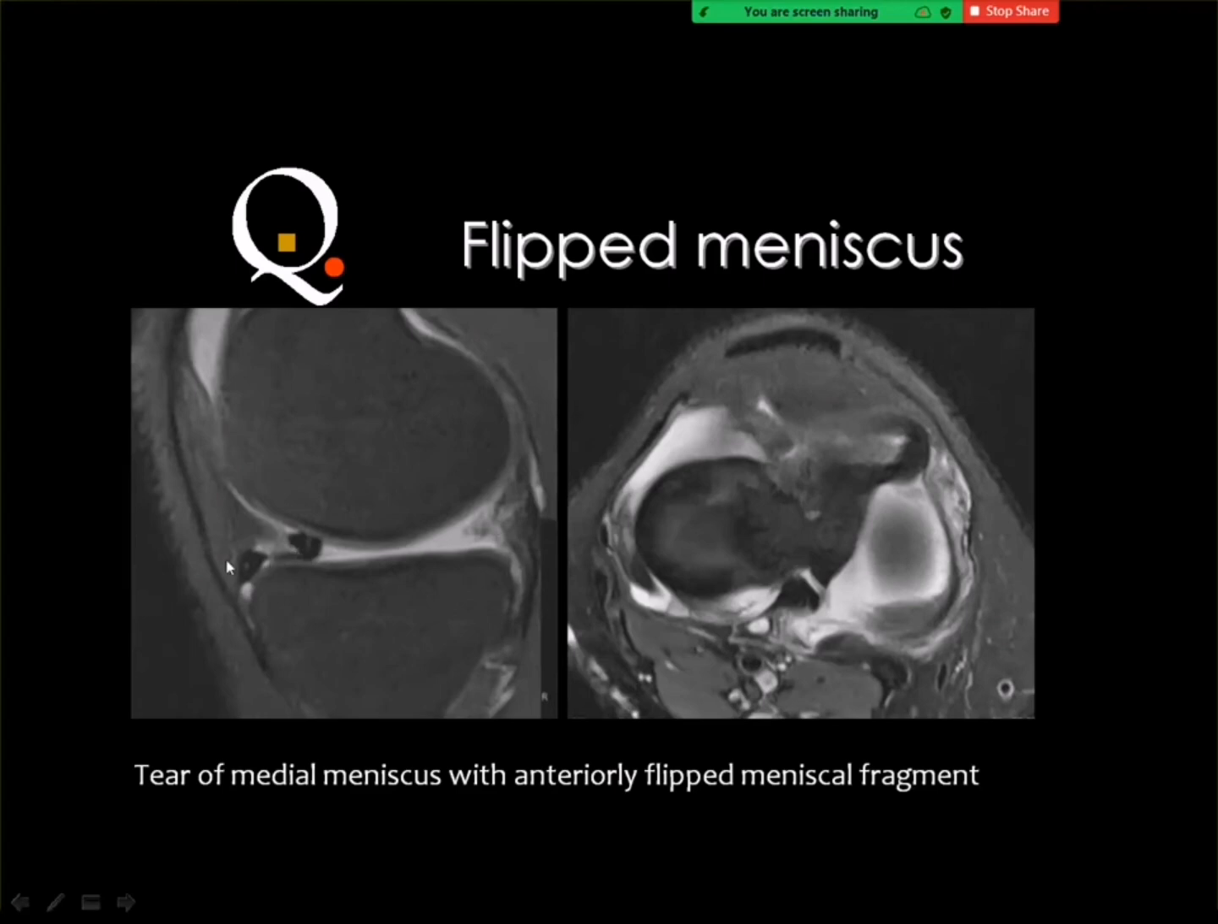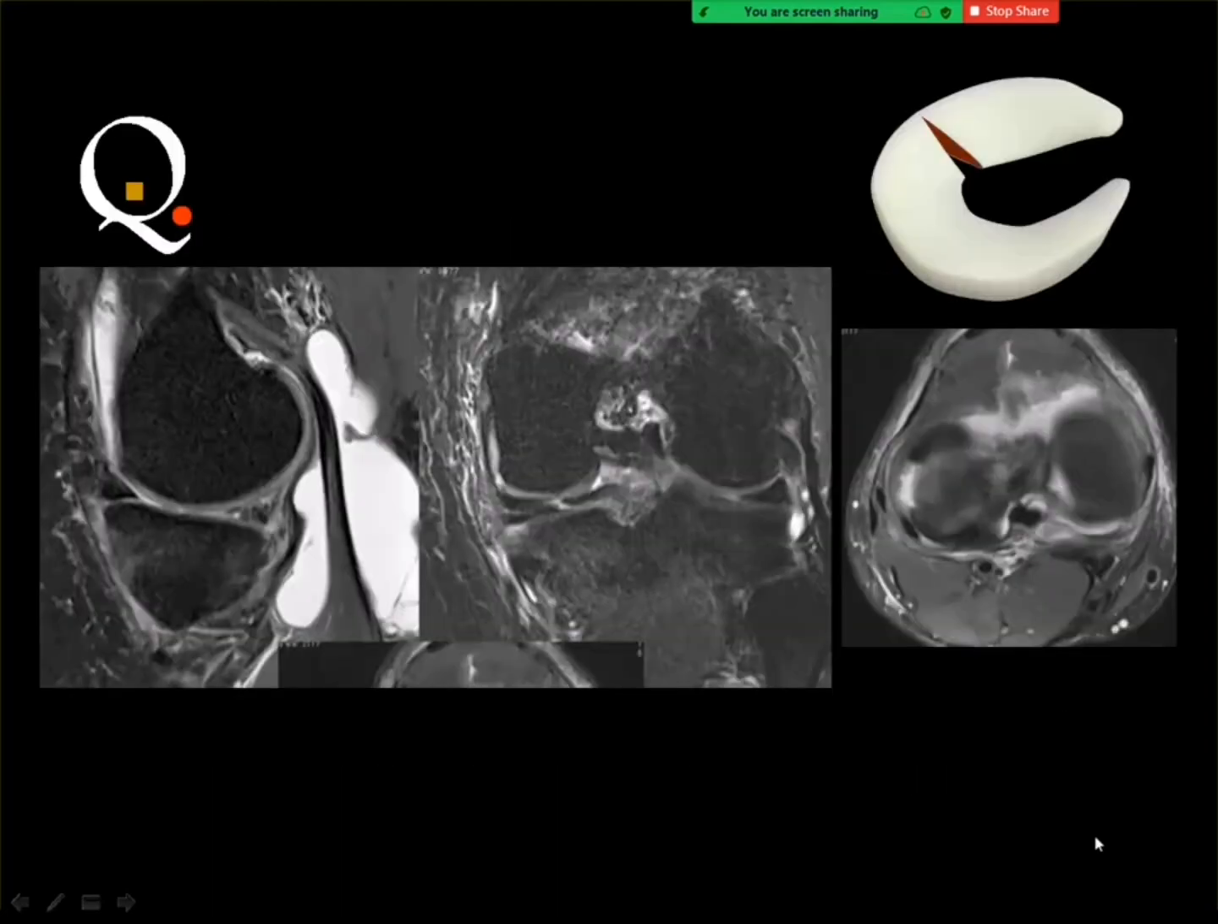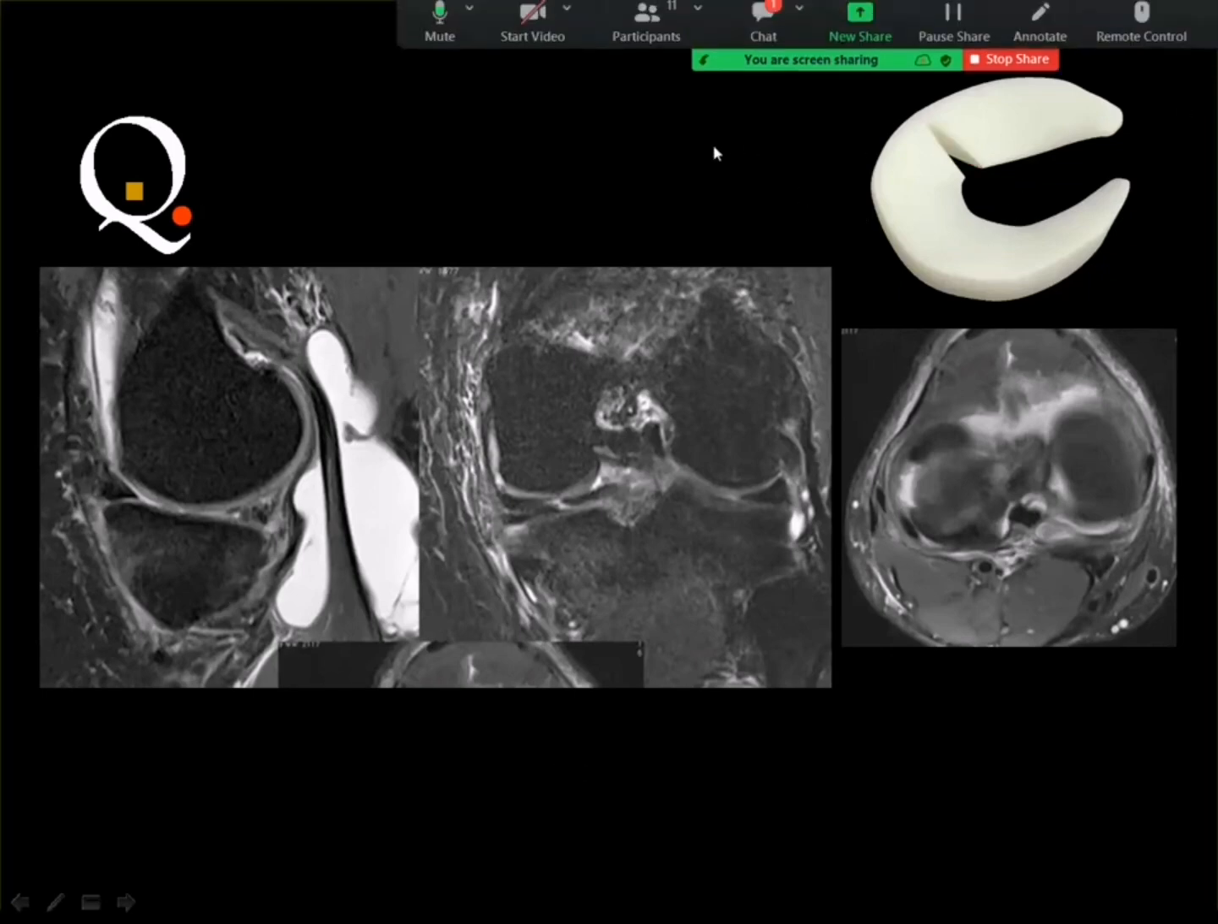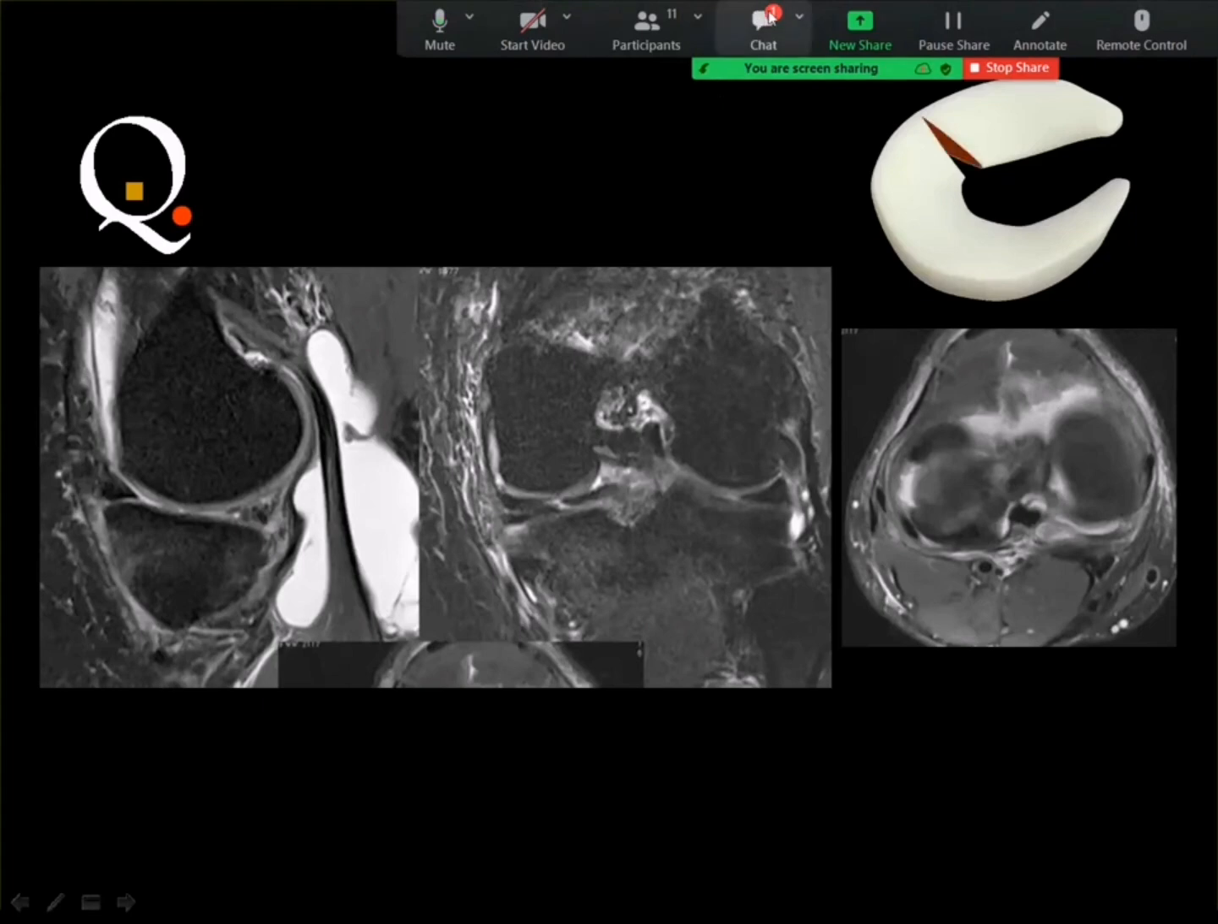Both horns are located anteriorly, and if you look carefully to the axial image, you can see that the posterior horn, which should be located here, has been displaced anteriorly, as you can see. Then this is also an MRI of the knee, and you can see this is the axial image, and this is the coronal one, and this is the sagittal image, and this is just an illustration of the pathology.